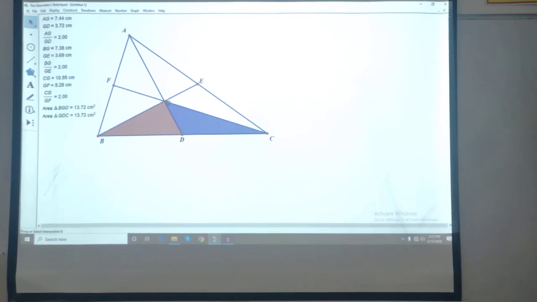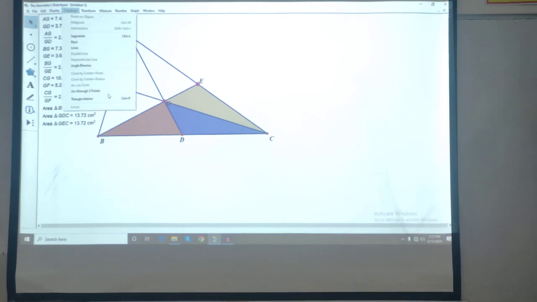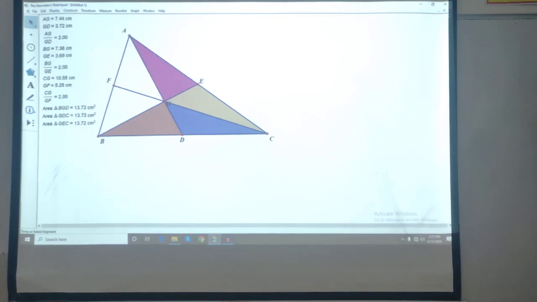And you already know the median of a triangle divides the triangle into 2 parts of equal areas. So in triangle BGC, GD is also a median. That's why you can say both the areas are equal. But now in this case, GEC, if I make the triangle interior and calculate its area, it again comes out to be 13.72 centimeter square. Again, GEA, if you make the triangle interior and calculate its area, it comes out to be again 13.72 centimeter square.